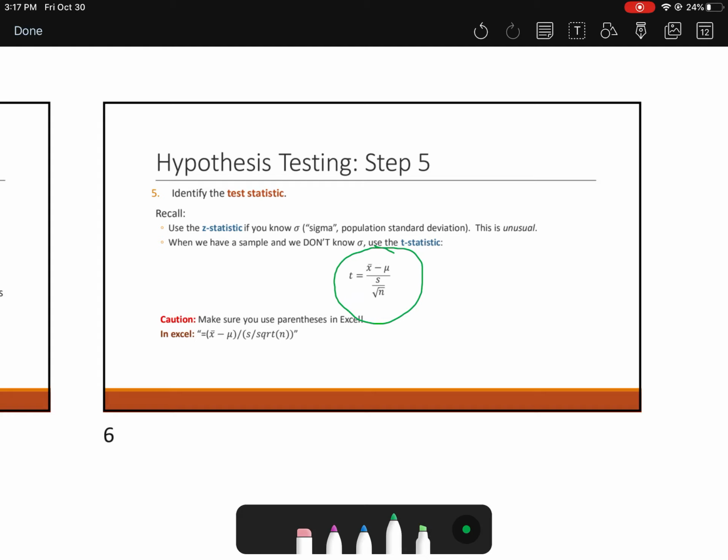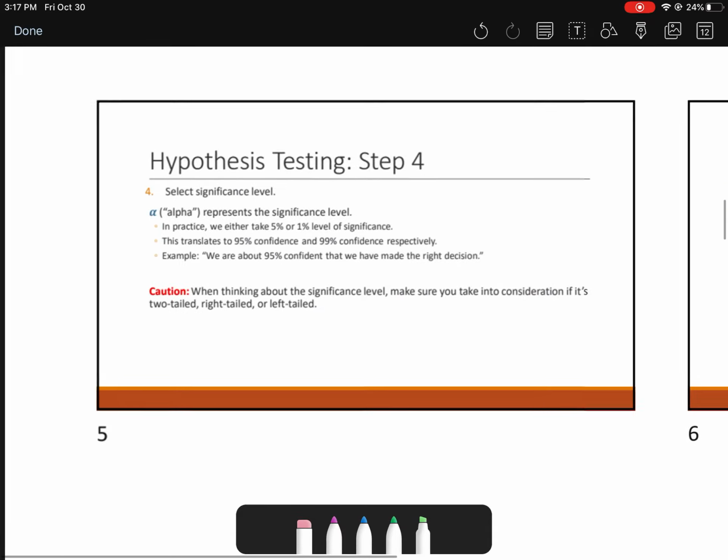And the equation, just like what we did in part 1, is this right here. X bar, remember that is your sample mean, minus mu, which is the population mean, divided by S. S is your sample standard deviation, and then the square root of n, where n is your sample size. When you're in Excel, make sure you use parentheses. For part 1, you saw me make a mistake where I did not use my parentheses correctly, and we resulted in an order of operations error. So always use the parentheses with the top, the numerator, and then the parentheses with the bottom.